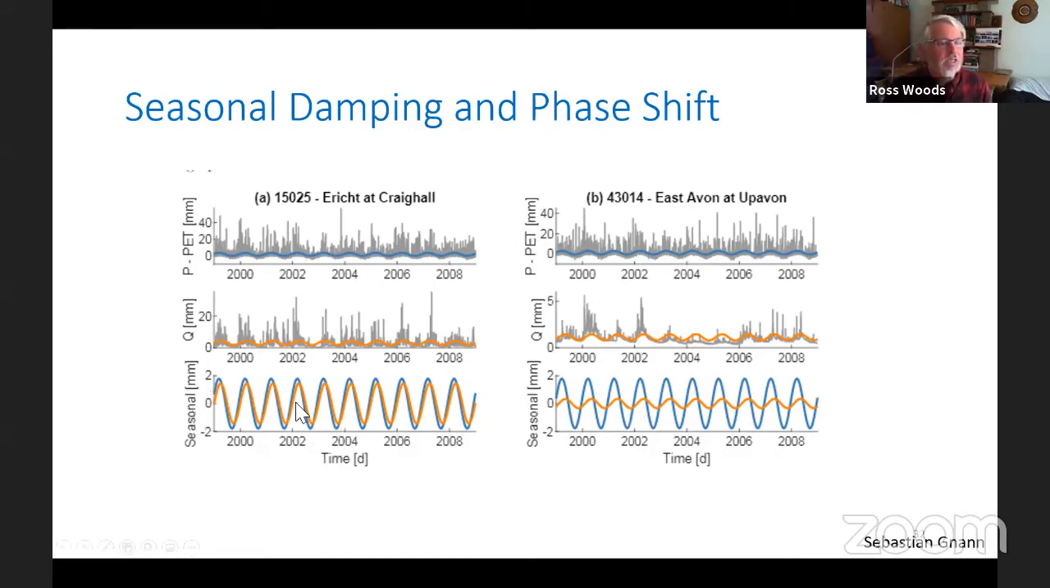And what you can see in this catchment on the left is that the seasonal fluctuations in net input, precipitation minus potential evaporation, are very similar to the cycles in stream flow seasonality. Whereas in the other one on the right here, the precipitation minus evaporation is quite similar, about the same amplitude, but the stream flow response is much more damped and delayed.